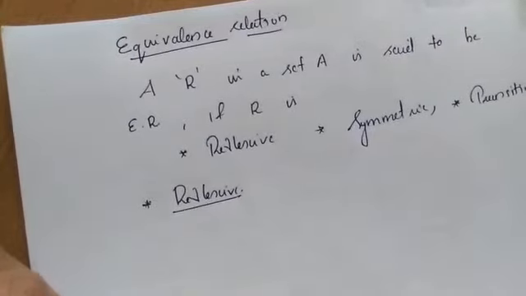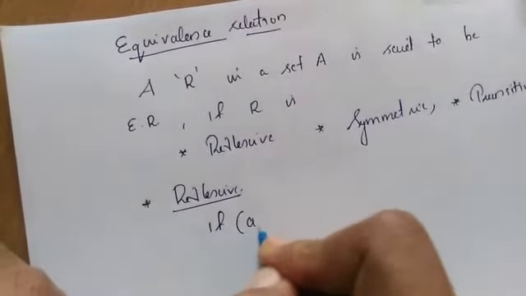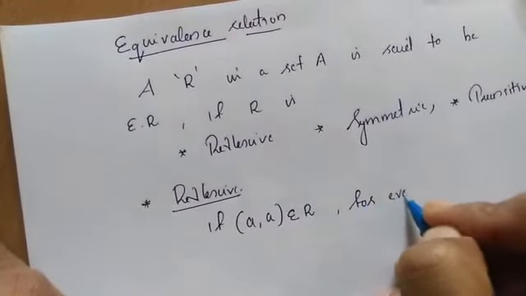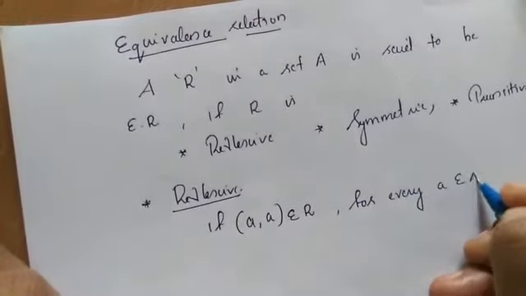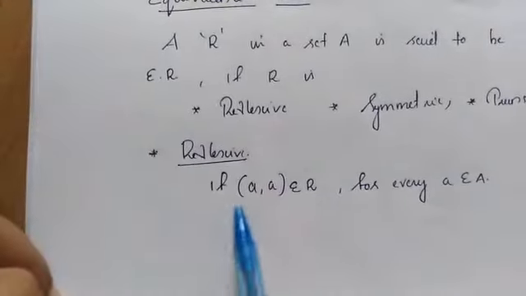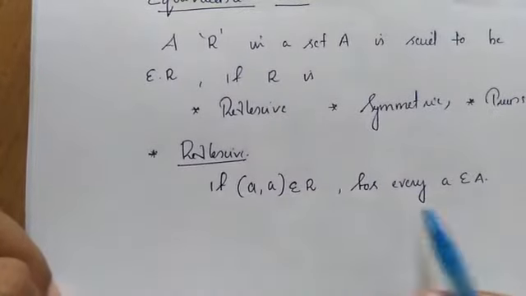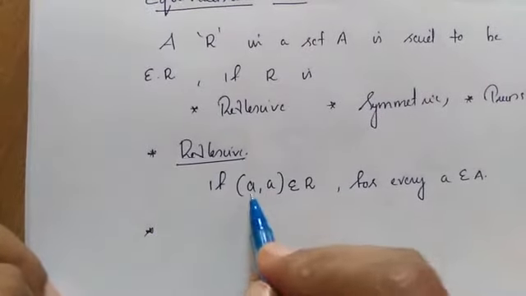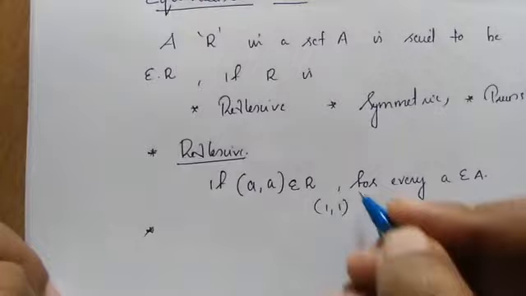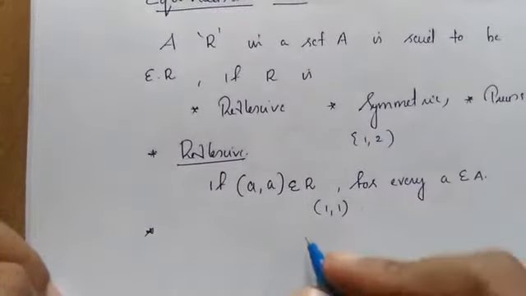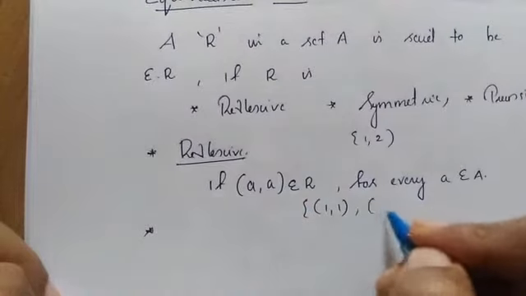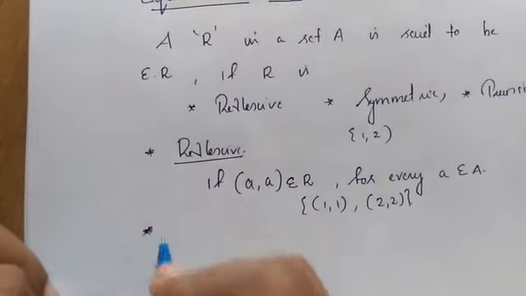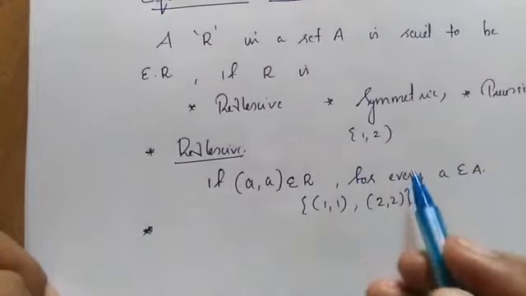A relation is said to be reflexive if (a, a) is an element of R for every a element of A. Once again, if (a, a) is an element of R for every a element of A. That is (1, 1). For example, if the set contains elements 1, 2, the relation should contain the pairs (1, 1) and (2, 2). This is the condition: (a, a), (1, 1), (2, 2).